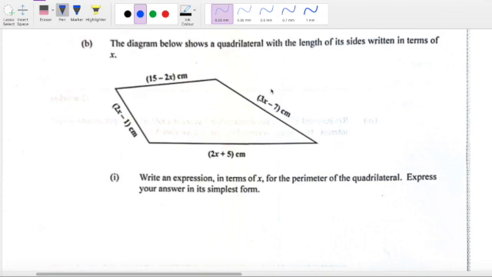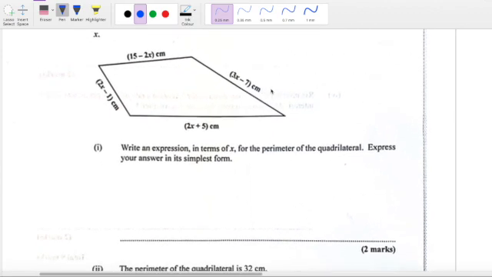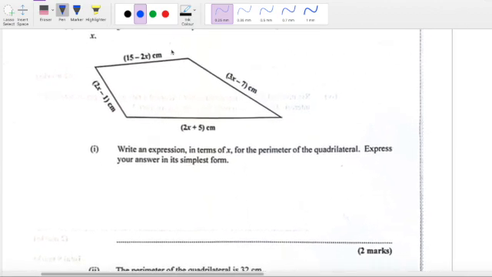The diagram below shows a quadrilateral with the length of its sides written in terms of x. Write an expression in terms of x for the perimeter of the quadrilateral. Express your answer in its simplest form. So the perimeter means that I have to take each side and add it to the next side. So let's take this 15 minus 2x, and then I have to add it to 3x minus 7, and then add that to 2x plus 5, and then add that to 2x minus 1.